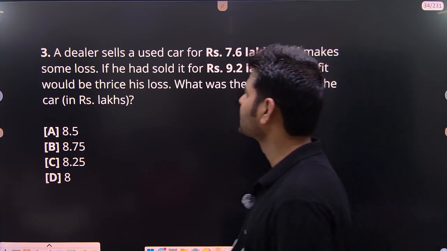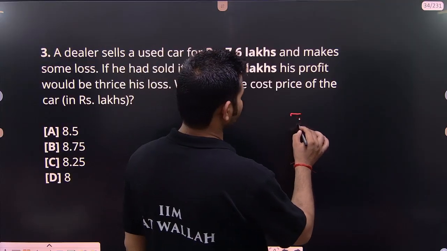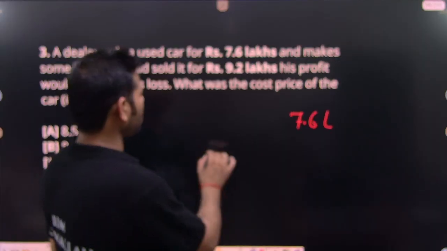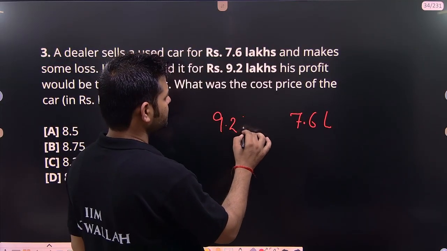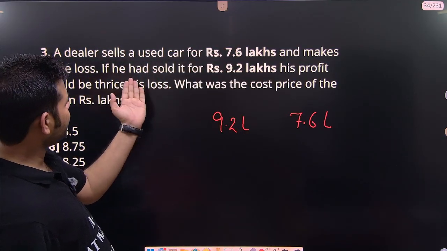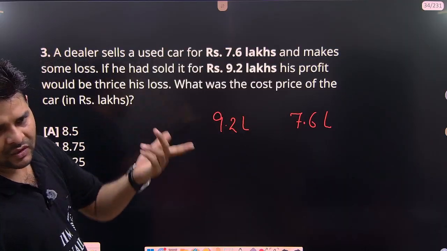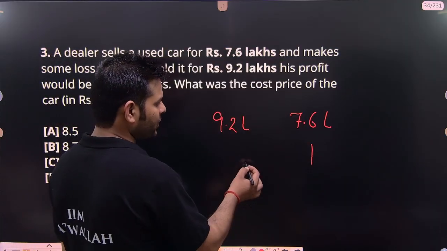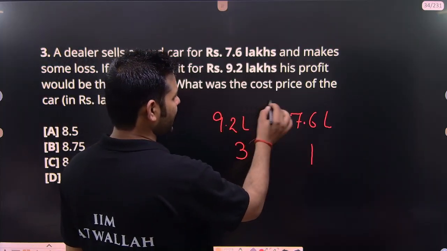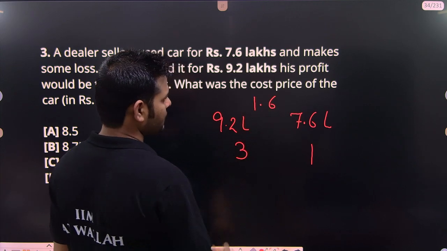Let's have a look. A dealer sells a used car for rupees 7.6 lakhs. If he had sold it for rupees 9.2 lakhs and makes some loss, and if he sold it for this price, his profit would be thrice his loss. So if loss is 1, then profit would be 3.